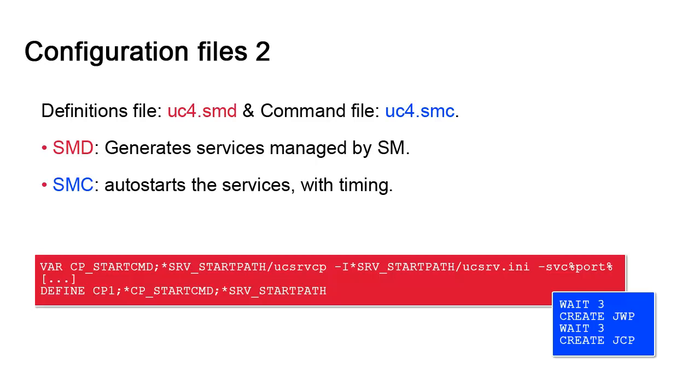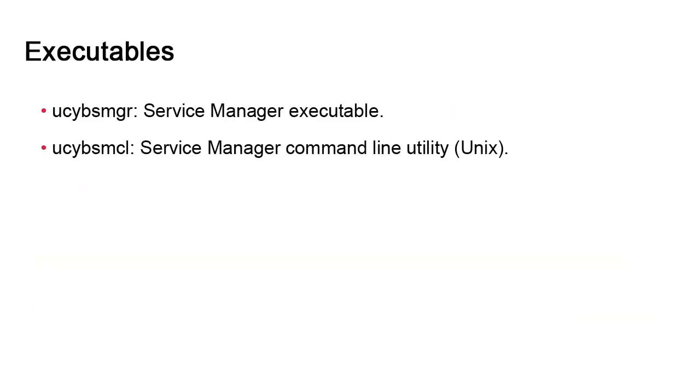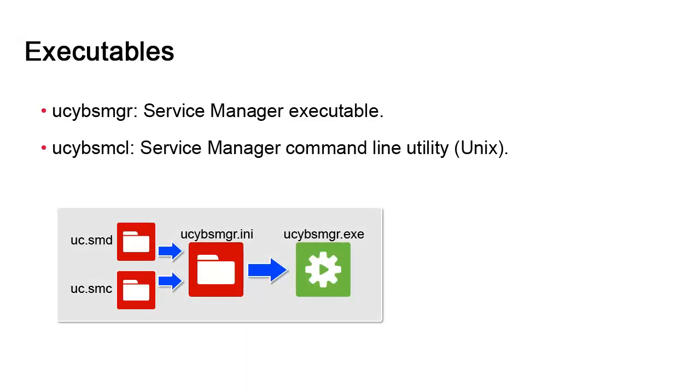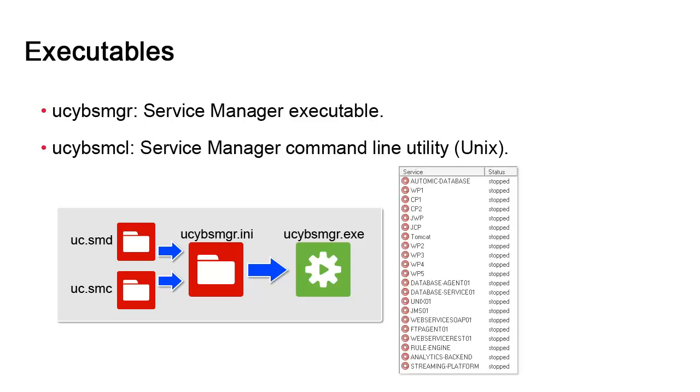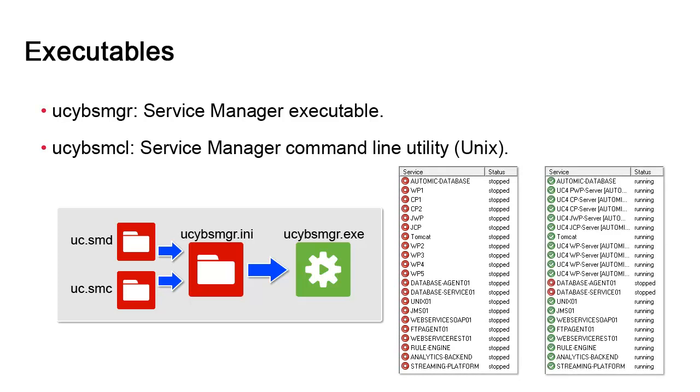Automic does not recommend creating and updating SMC files manually. Instead, these Autostart properties should be defined in the Service Manager dialog. Doing so creates the file dynamically and inserts the appropriate create and wait commands. We have 2 executables, UCBSMGR and UCBSMCL. The first is the Service Manager executable. When we run this, Service Manager starts. The second is the command line equivalent. When starting Service Manager, the executable checks the INI file, finds SMC and SMD files, and manages the services accordingly.